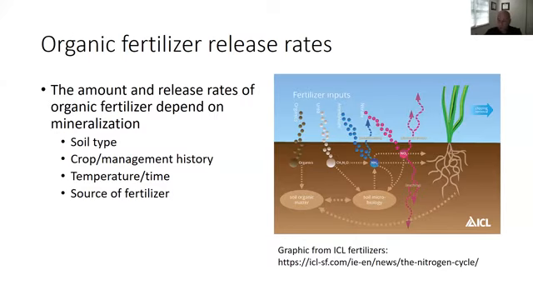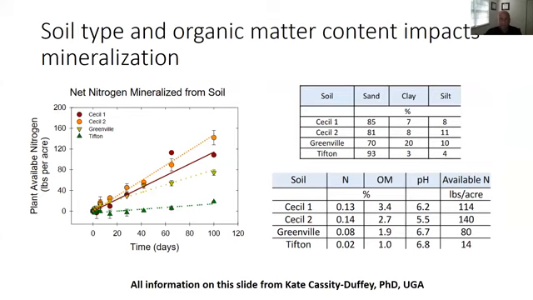And then, of course, the source, which we will talk about, depending on if it's a feather meal based, a blood meal based, a pelleted poultry litter, or non-composted poultry litter. That source does affect availability.